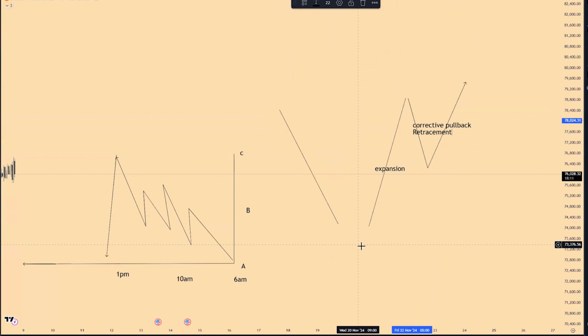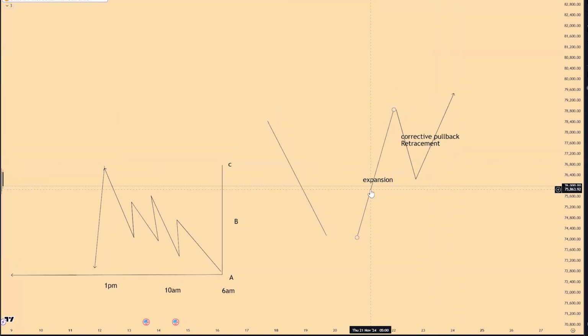So when we have an expansion, just like the car, and we have a little bit of backward movement to get something and move in our actual direction, then we know that we are having a retracement.